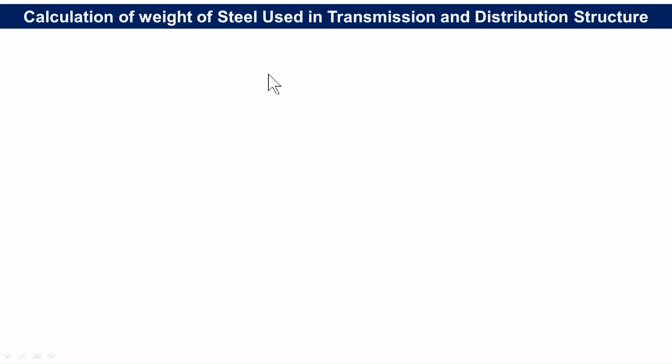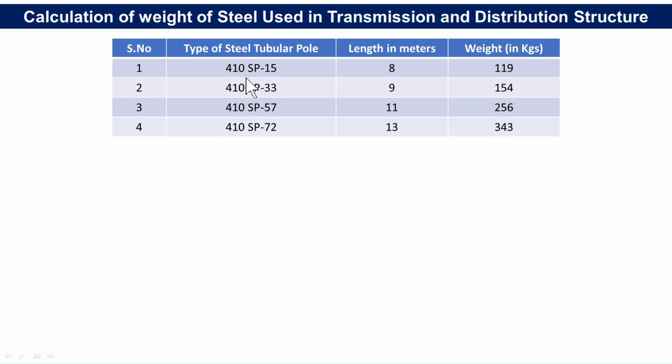We generally use poles: 8-meter pole, 9-meter pole, 11-meter pole, 13-meter pole. What is the weight of these poles? The weight of an 8-meter pole is 119 kgs, of specification 410 SP15. Similarly, a 9-meter pole of specification 410 SP33 is 154 kgs. For the SP57 11-meter pole, the weight is 750 kgs, and for the 13-meter pole, it is 343 kgs.